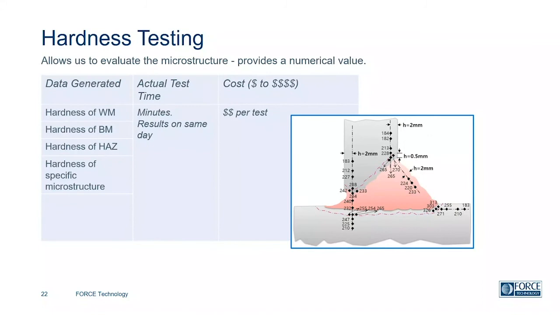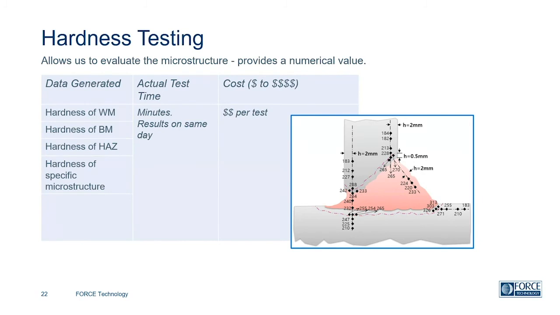It takes minutes to do. The results can be done on the same day. When I talk about minutes, of course, the big issue here is whether we do it manually or whether we do it automated. If it's manual and we've got 1,000 of these hardness readings to do, then it's going to take a little bit longer. But with today's technology, in many cases, we can put a sample underneath the hardness tester and just press play, and off it goes, and it gives us our hardness values.